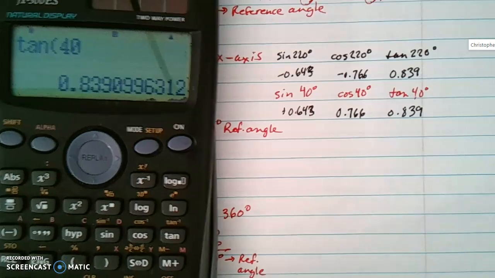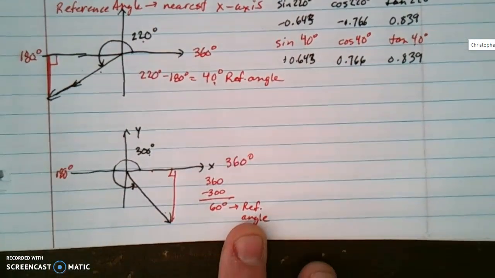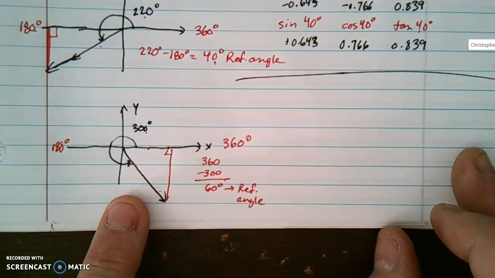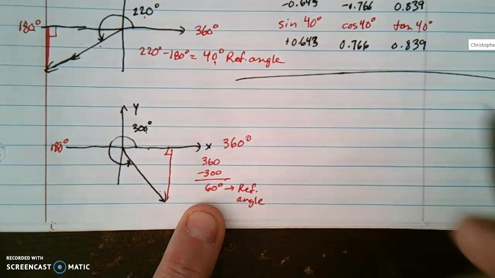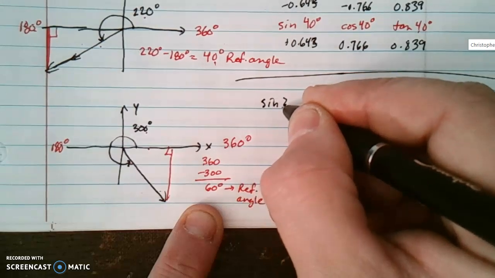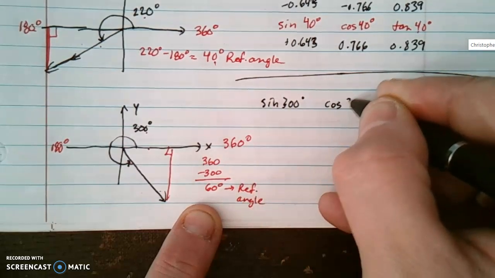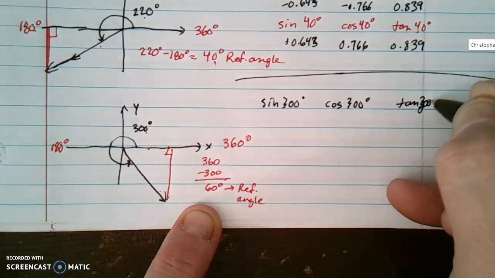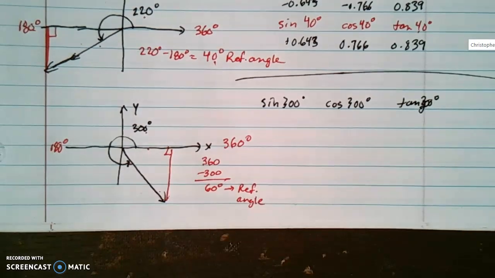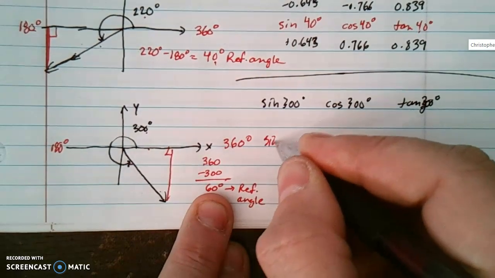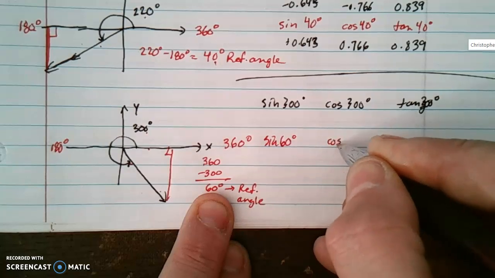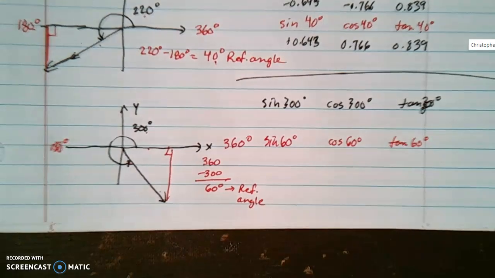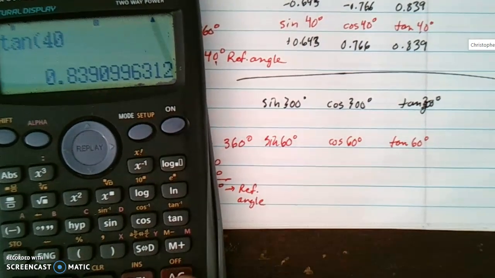We're going to use this to let us put problems that are not in quadrant 1 inside a right triangle. Let's do one more to see if it makes sense. Okay, so one more. Let's do this last one here. My angle is 300. My reference angle is 60. So I'm going to find the sine of 300, cosine of 300, and tangent of 300. And then I'm going to come down here and I'm going to find the sine of 60, the cosine of 60, and the tangent of 60. So here goes. Let's pull up the calculator and make sure these actually work.